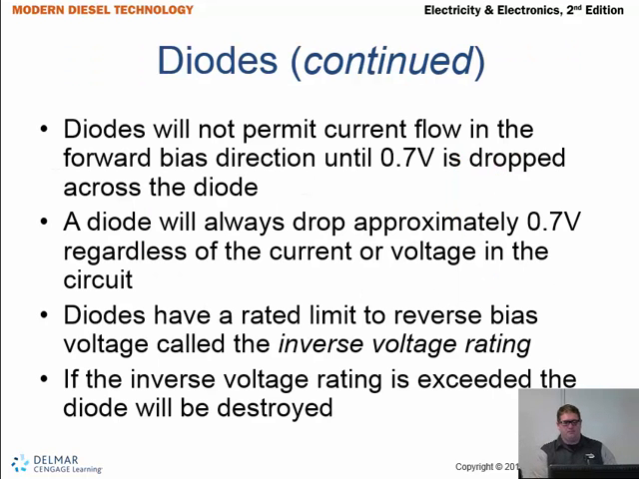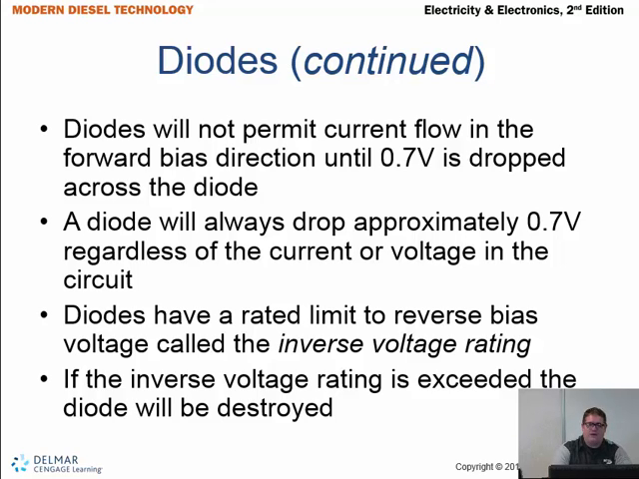Okay, diodes will not permit current flow in the forward bias direction until 0.7 volts is dropped across the diode. A diode will always drop approximately 0.7 volts regardless of the current or voltage in the circuit. Diodes have a rated limit to reverse bias called an inverse voltage rating. If the inverse voltage rating is exceeded, the diode will be destroyed.